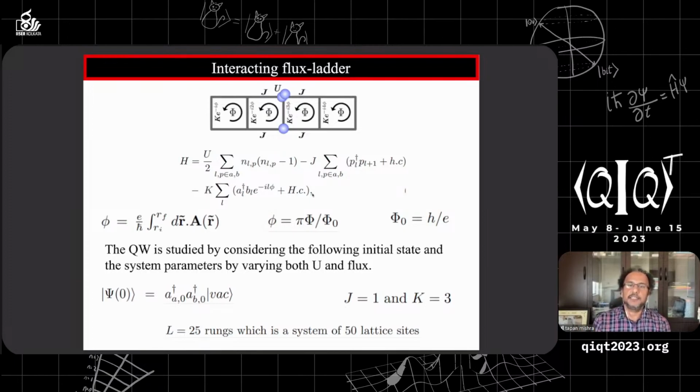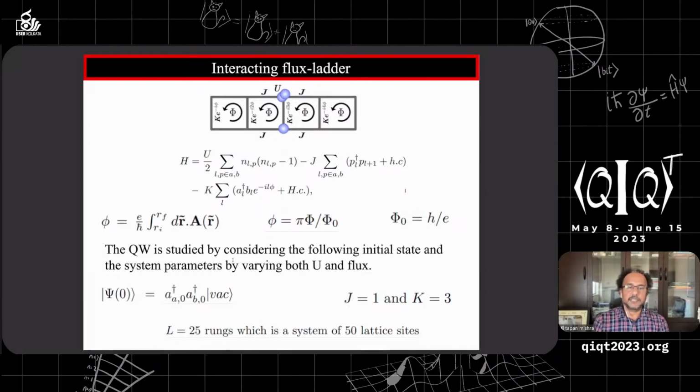Okay, so the model is this: you have on-site interaction and hopping among the legs. So A, B means this is the A leg and this is the B leg. So there are 2 types of hopping here, for leg A and leg B, and this is the interaction in 2 different legs, so U_A and U_B. Interaction on this leg, interaction on this leg, and K is this rung hopping, which is associated with this phase called the Peierls phase, and this comes due to the insertion of an artificial gauge field or magnetic field. This phase is defined by this: A is the vector potential and phi is pi by phi 0, where phi 0 is your flux quantum.